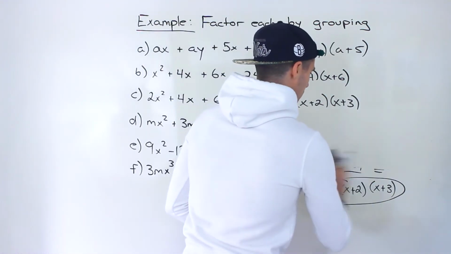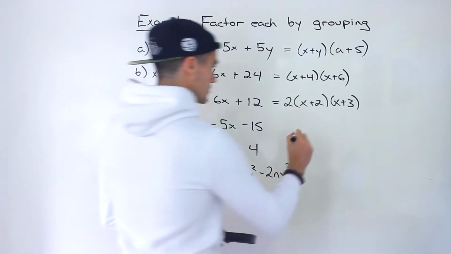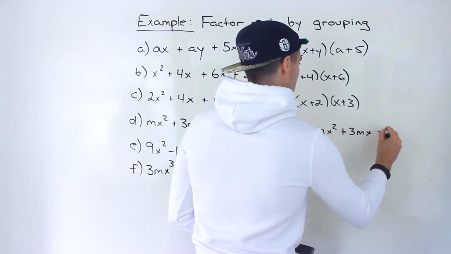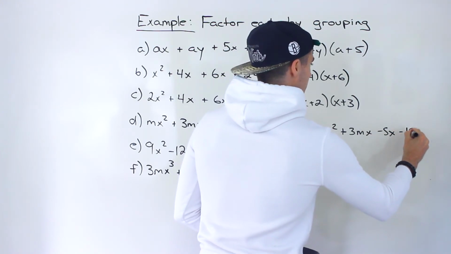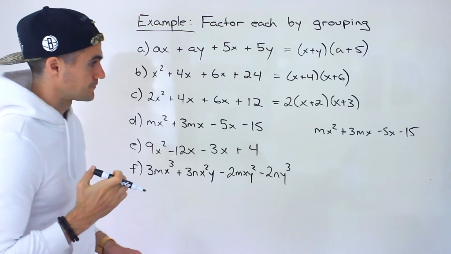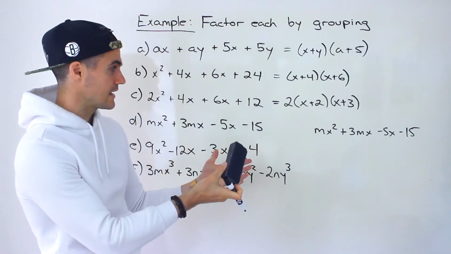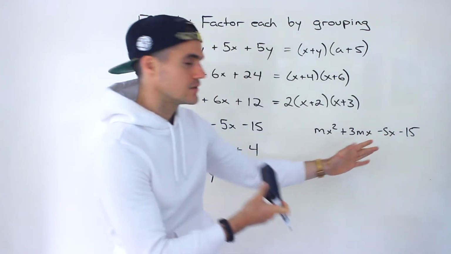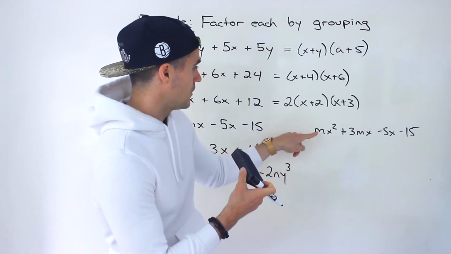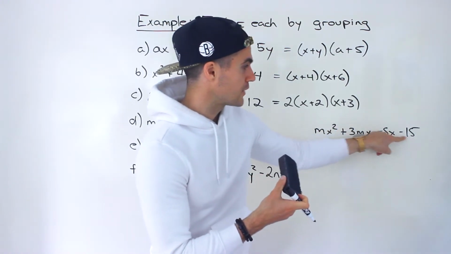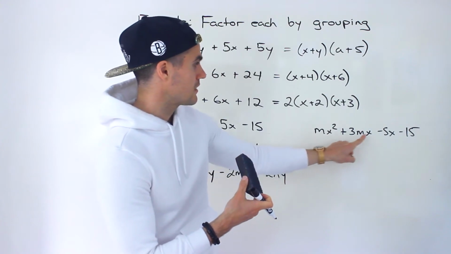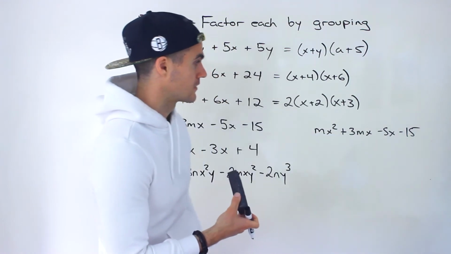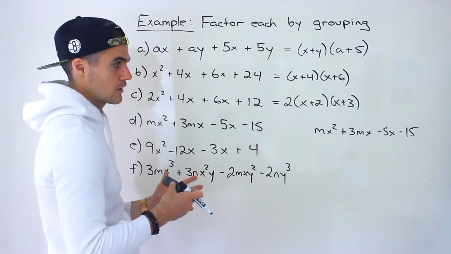Okay, let's move on to part D. So we've got mx squared plus 3mx minus 5x minus 15, like that. From here, can we take anything out initially? Well, there's a 1 in front here. 1, 3, 5, 15. No, there's no common factor between those. We have an m here, we have an m here, but notice we don't have an m in those expressions. We have an x here, an x here, an x there, but there's no x in that expression. So there's nothing we could initially take out from everything.